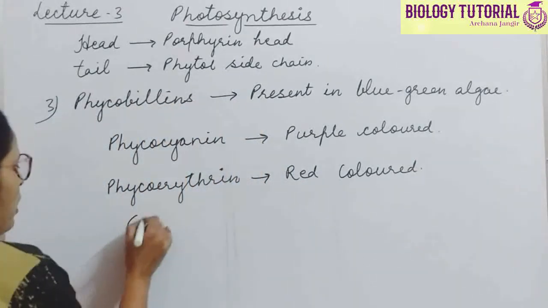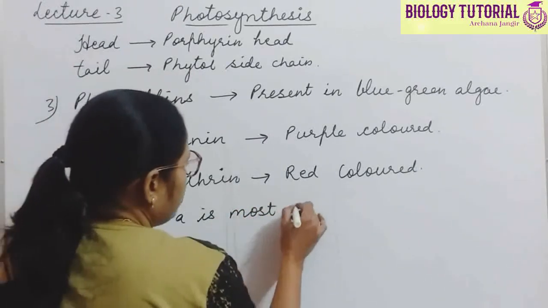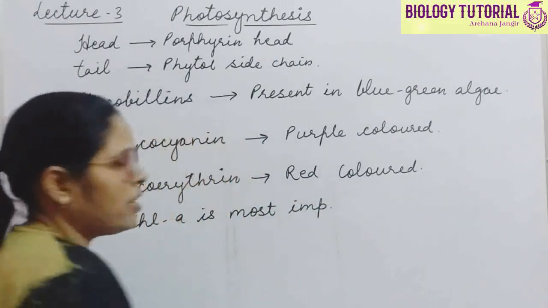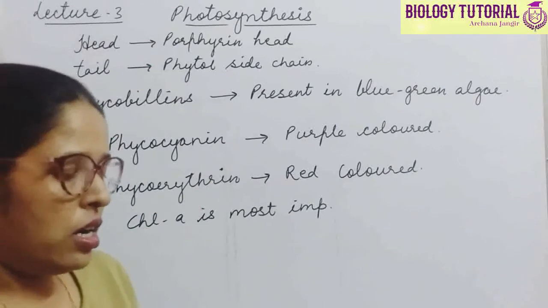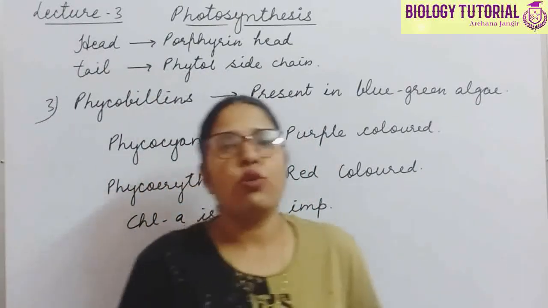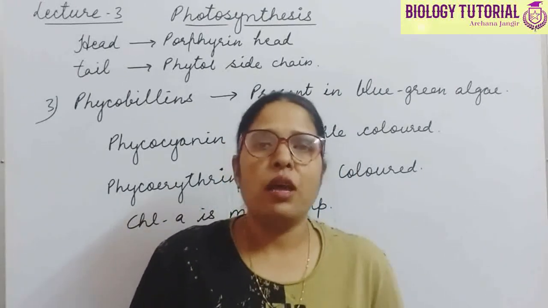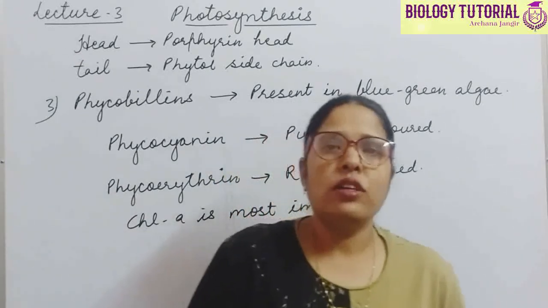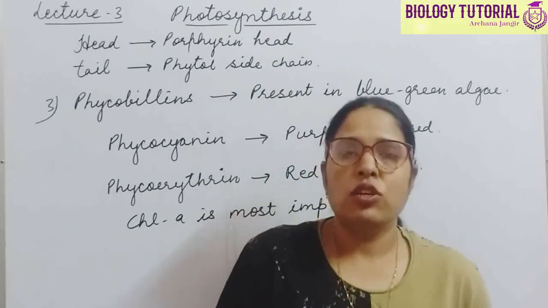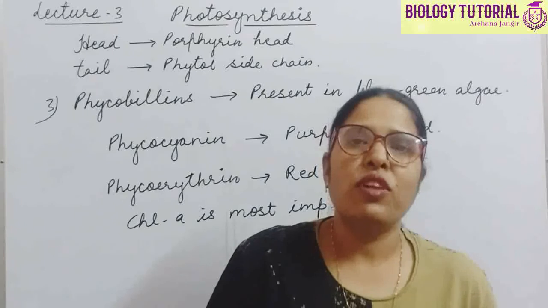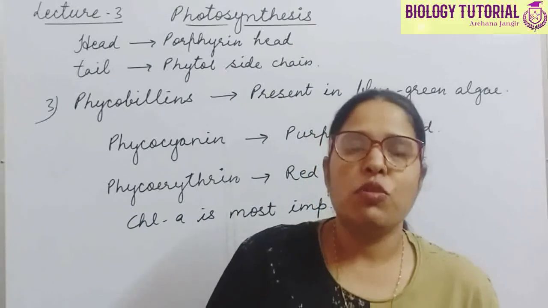Clear? Here chlorophyll A is the most important pigment because it acts as a reaction center in the process of photosynthesis. Rest of all the pigments are known as accessory pigments, which help the chlorophyll A molecule. Clear? So this is all about the different types of pigments, that is chlorophyll, carotenoids and phycobilins. Different types of pigments are present in plants to perform photosynthesis. Out of them, chlorophyll A is the most important pigment. So this is all about the pigments responsible for photosynthesis.